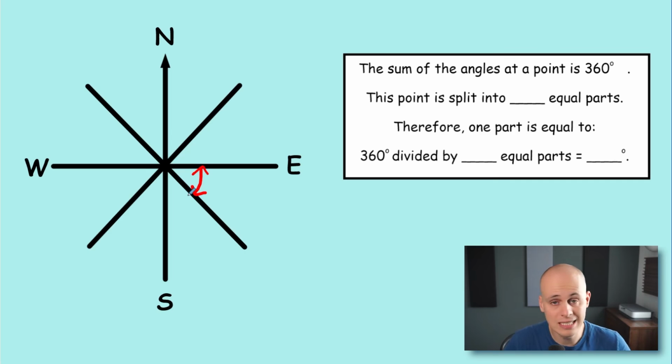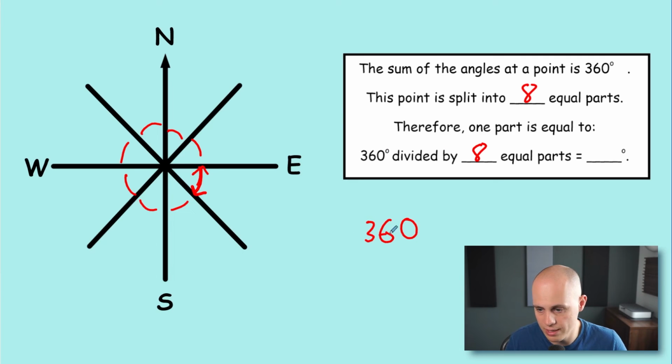So following through our sentence starter is just going to be really easy. Watch. The sum of the angles at the point is 360. Cool. This point is split into how many equal parts? Well, let's just count them. 1, 2, 3, 4, 5, 6, 7, 8. Okay, cool. 8 equal parts. Therefore, one part is equal to 360 divided by 8.